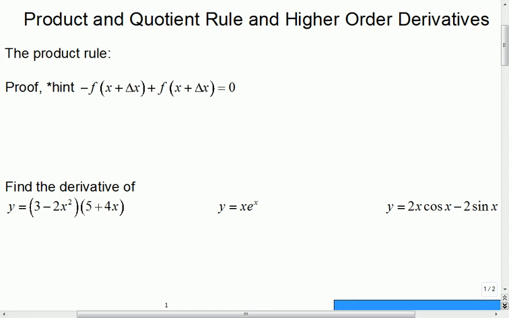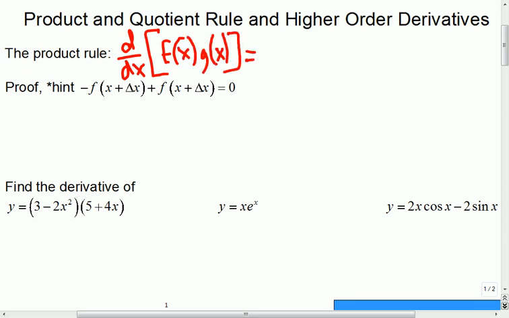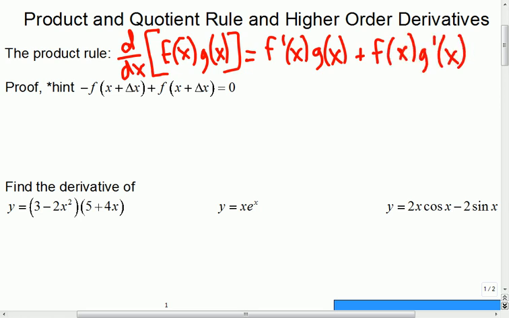And it goes like this. If I take the derivative when I'm doing the product of two functions, then each function gets a turn as the derivative. So for example, in this piece, f is the derivative. In the next piece, g is the derivative. So this is the product rule.